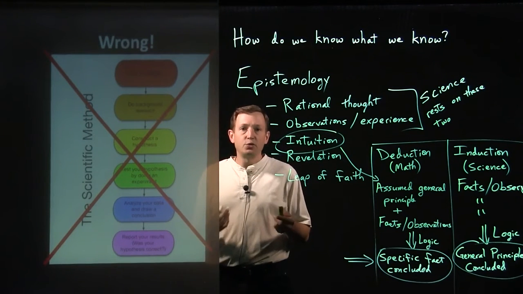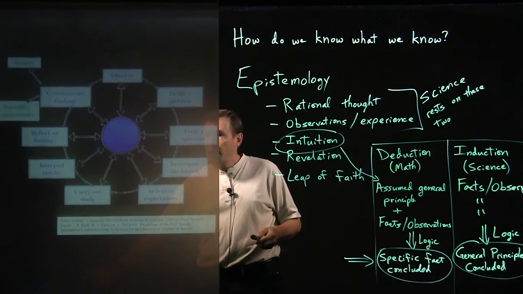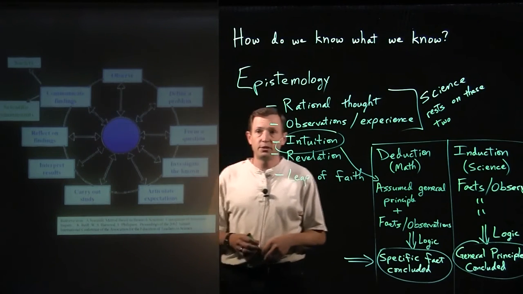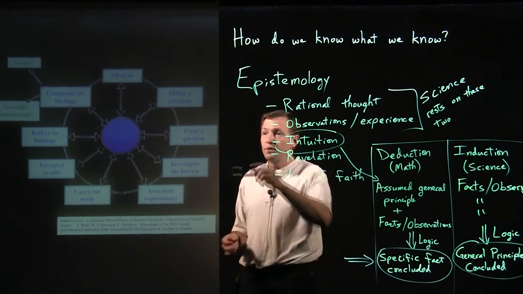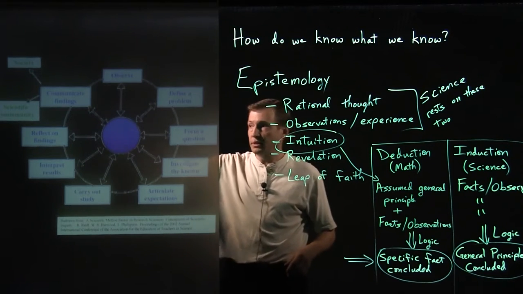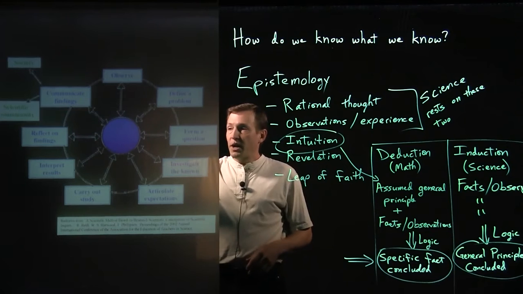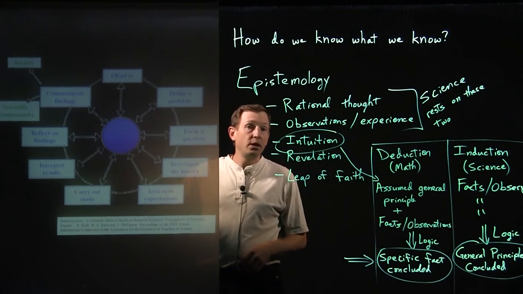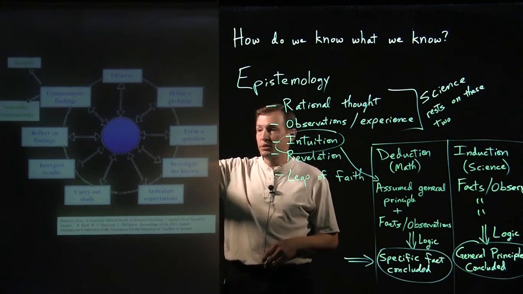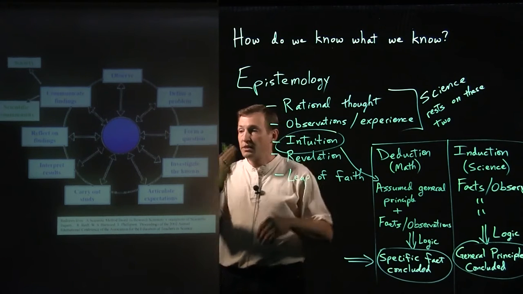The way that science is really done is a bit more complicated and looks something like this. You have all of these different processes feeding into each other. There's feedback back and forth. You can jump in at any point. You don't have to start at any particular place. It's not a list. It's a cycle.